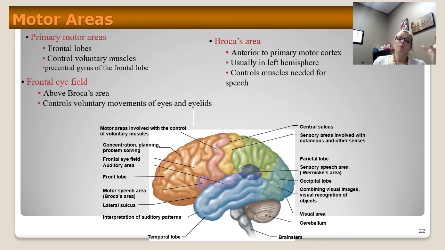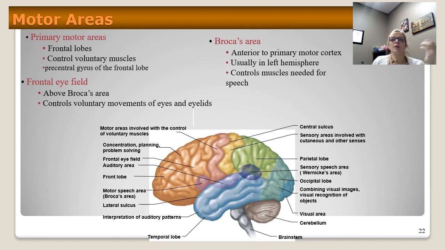Okay, so then we have motor areas. Sensory areas are going to be more the receiving end. Motor areas are going to be more the action where we're going to cause something to happen, okay? These are in the precentral gyri of the frontal lobe, okay? And help to do things like control voluntary muscles. Broca's area is also that motor, called the motor speech area. So again, that's where we form language, physically say the word. It's going to be in the frontal lobe.